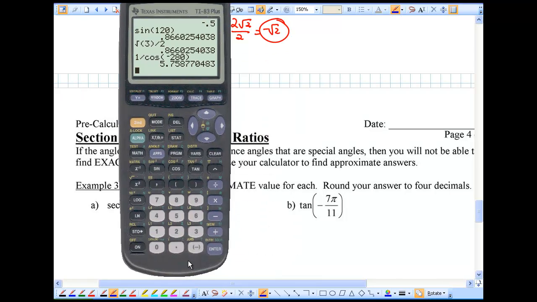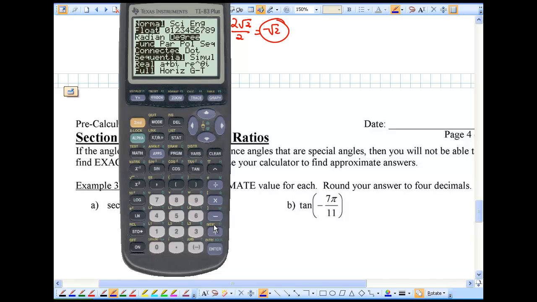Lag time. Okay, this one here, tangent -7 pi over 11, so I can just type this in right away. -7 pi over 11. By the way, is this a radian measure or a degree measure? Yes, no degree sign. It's a radian measure, so make sure I change my calculator back into radian mode. Don't make that fatal mistake. Then go back to your calculation screen, then press enter, and there's the correct answer, 2.1897.